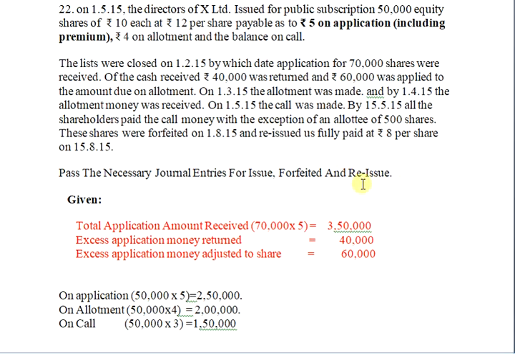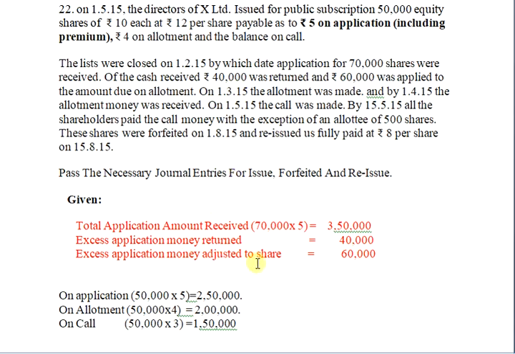Again, in the application itself we have the share premium account. Here we can see the given information. Total application amount received: 70,000 into 5 becomes 3,50,000. We are receiving the entire amount of 3,50,000. Excess application money returned: it becomes 40,000. They have given it directly here.